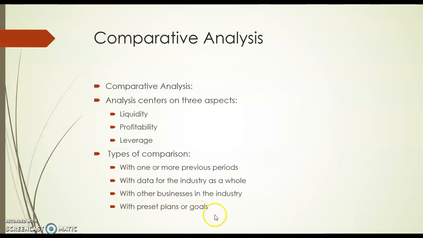So we might have our budget, say, that shows that we want to have sales of this much and cost of goods sold of that much, and how do our actual numbers compare to that budget. Maybe we have goals, like the inventory turnover, we want that to turn over more often, and so we're going to work on that or something. So there's various types of comparisons that we are going to do.